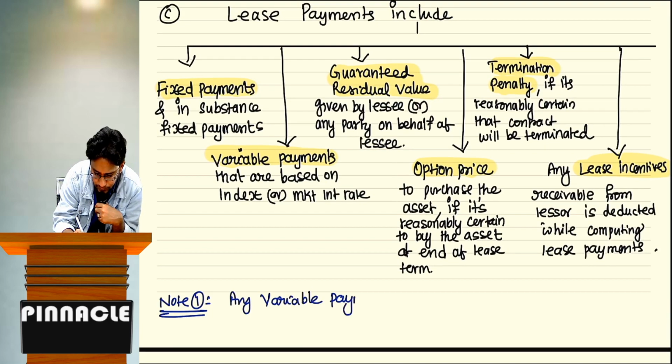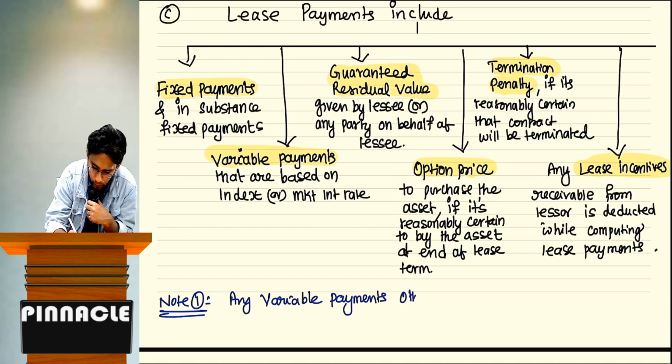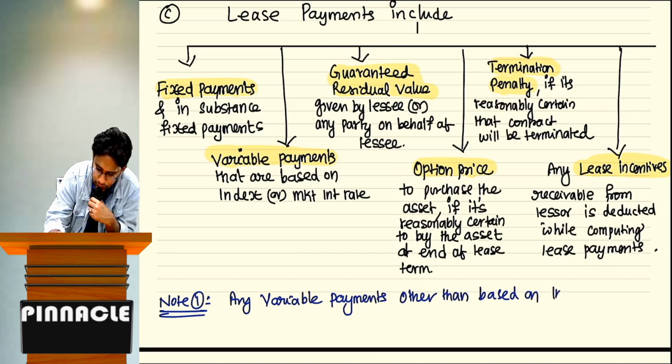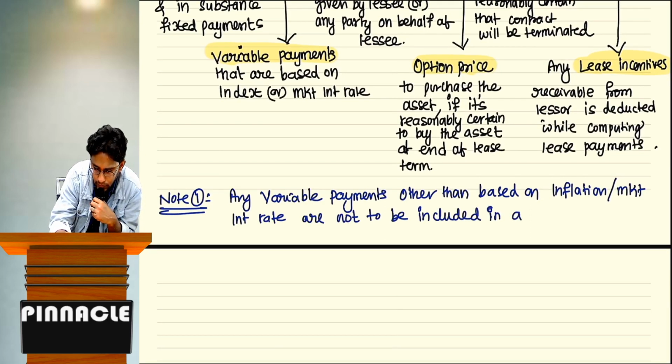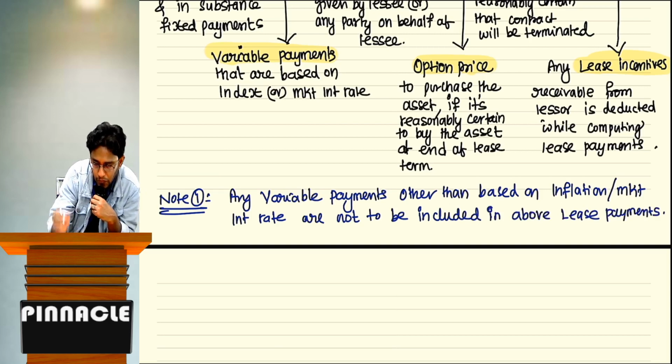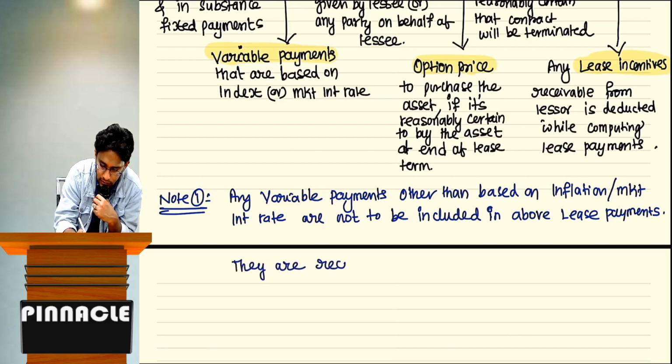Any variable payments, other than those based on inflation, oblique market interest rate, are not to be included in the above lease payments. They are recognized as expense in P&L.